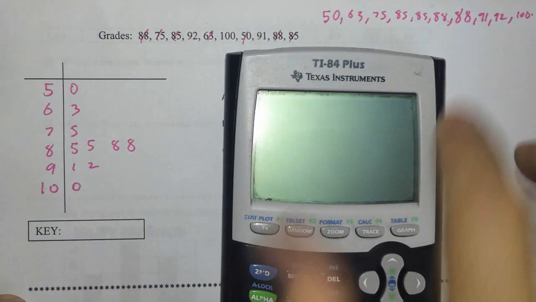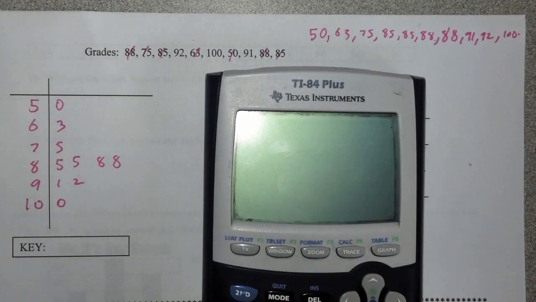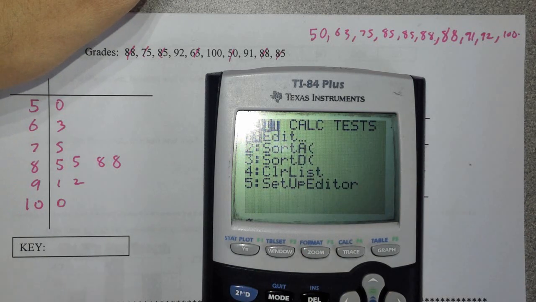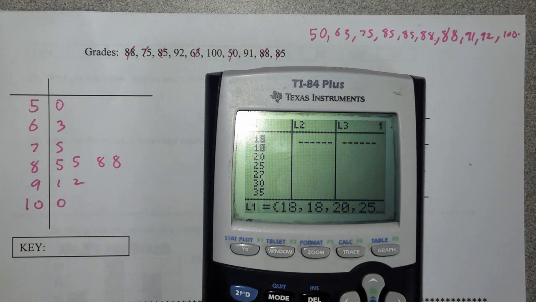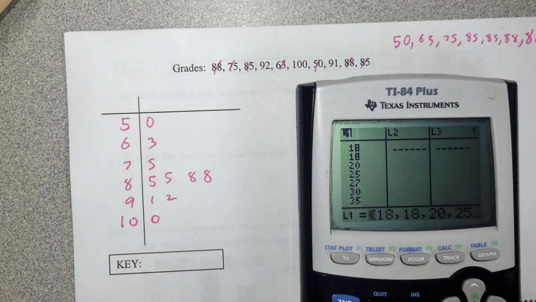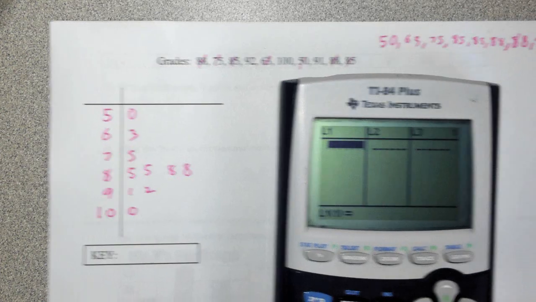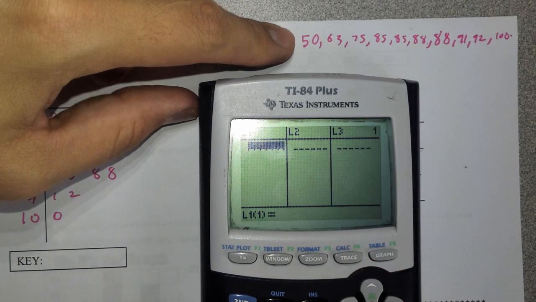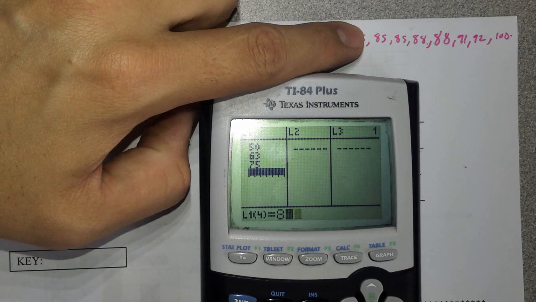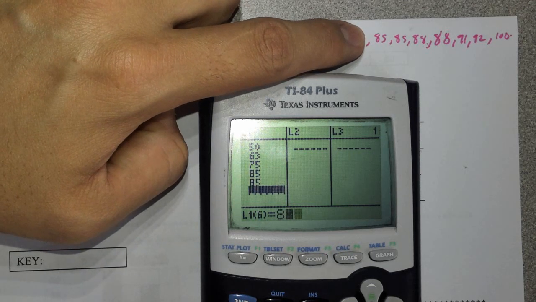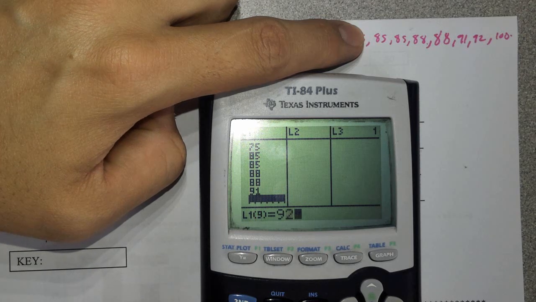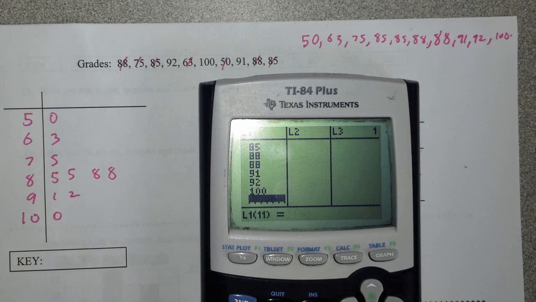Alright, let's plug those in. Go off this data we wrote. Let's go to stat, edit, let's clear this. To clear this, you go up to L1 where it is highlighted. You tap the clear button and enter. Deletes it all. And plug these in. 50 enter, 63 enter, 75 enter, 85 enter, 85 enter, 88 enter, 88 enter, 91 enter, 92 enter, 100 enter.